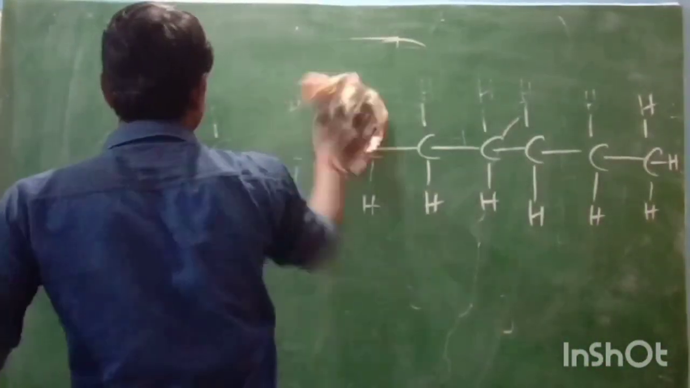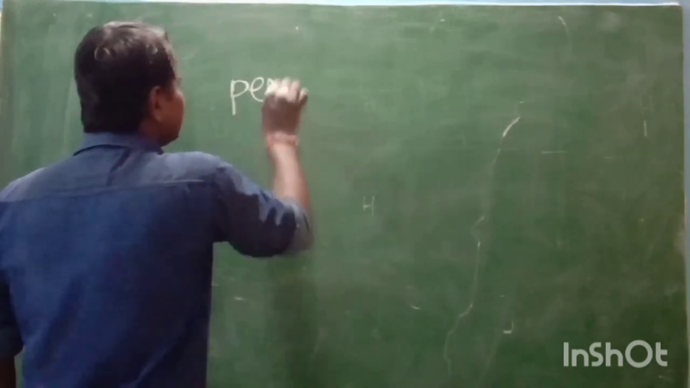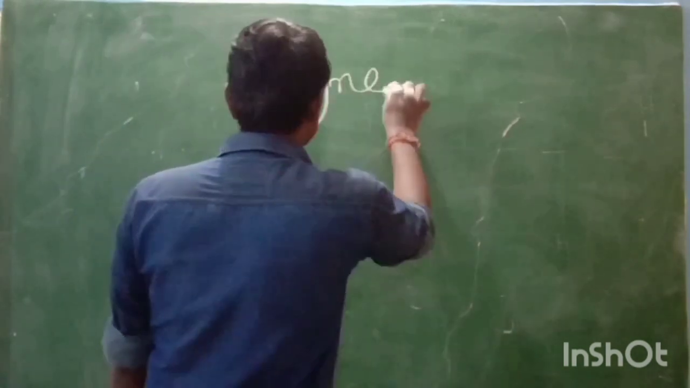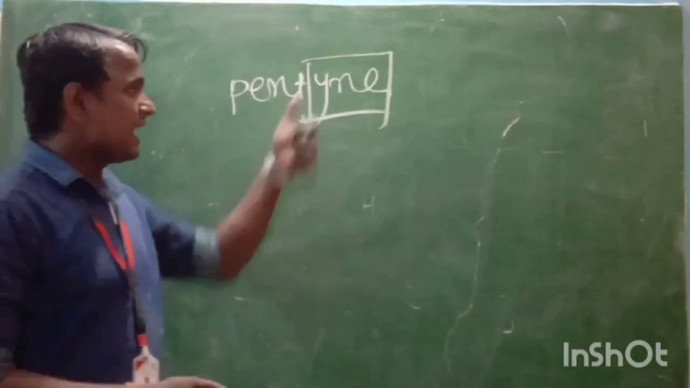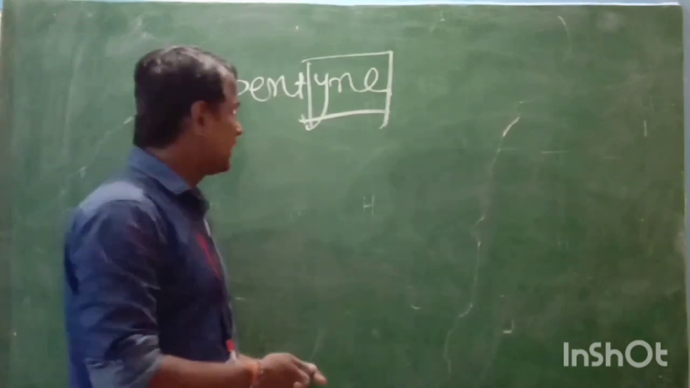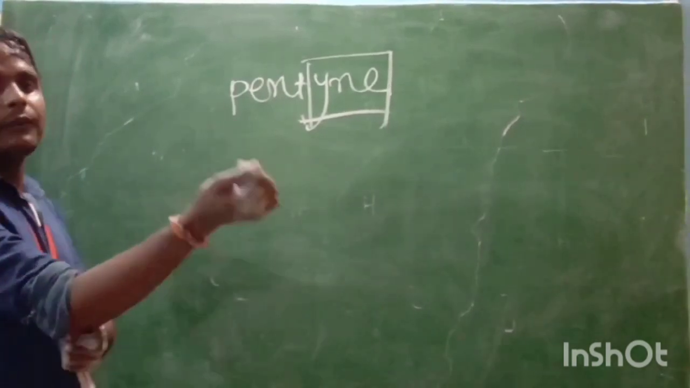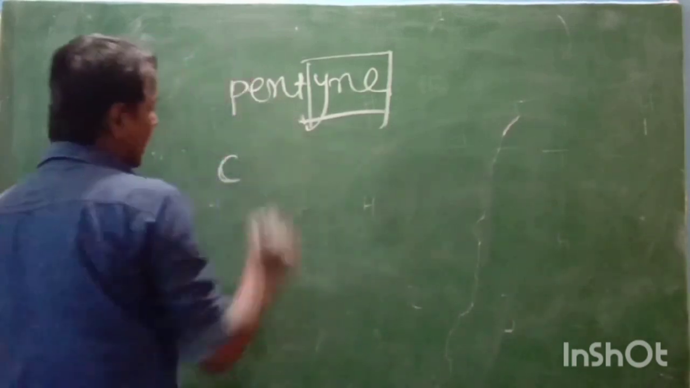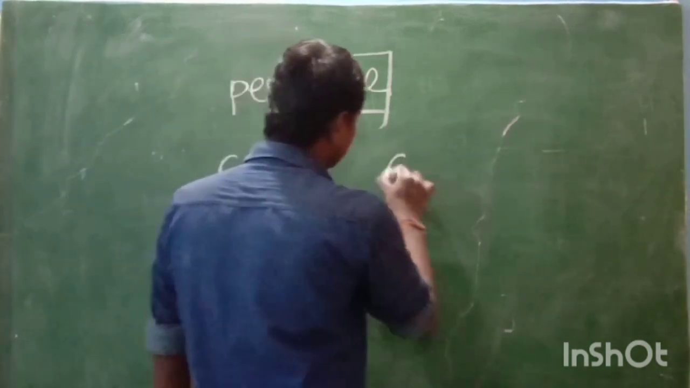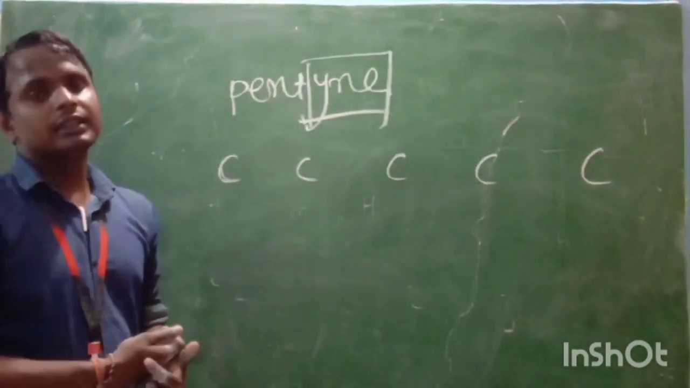Next example. Pent-yne. Here the suffix is yne. Yne means it's an alkyne. Again I repeat, the suffix is yne. Yne means alkyne, and pent means root. Pent means the number of carbon is 5. So first write the 5 carbon atoms: 1, 2, 3, 4, and 5. Next, yne means carbon triple bond.